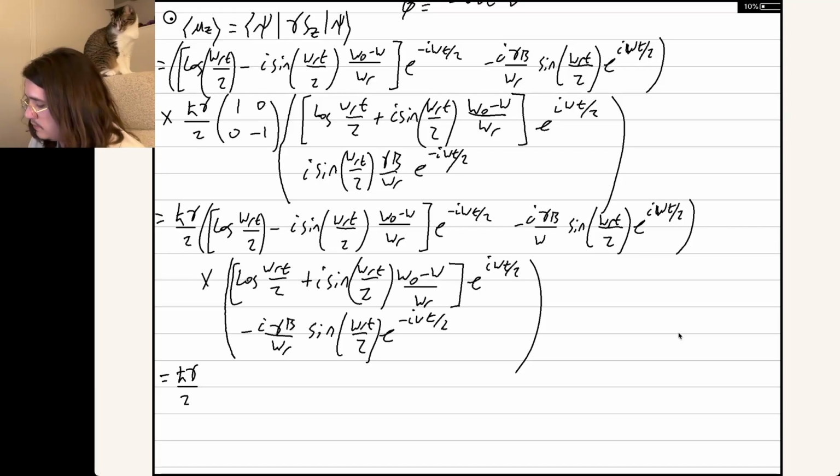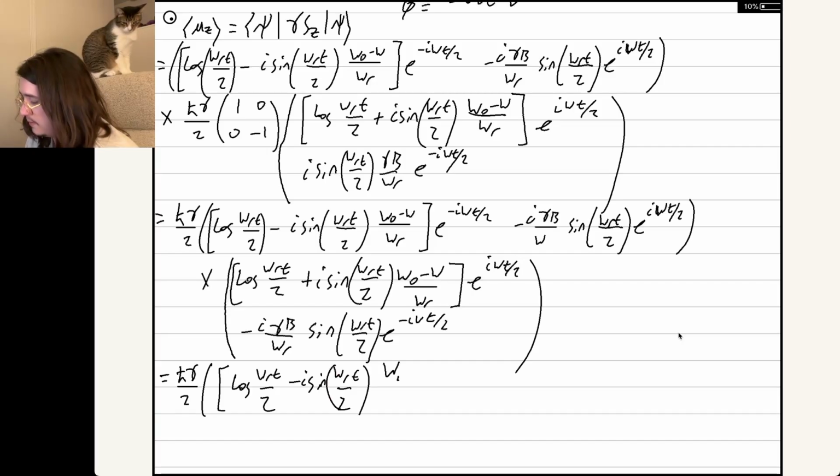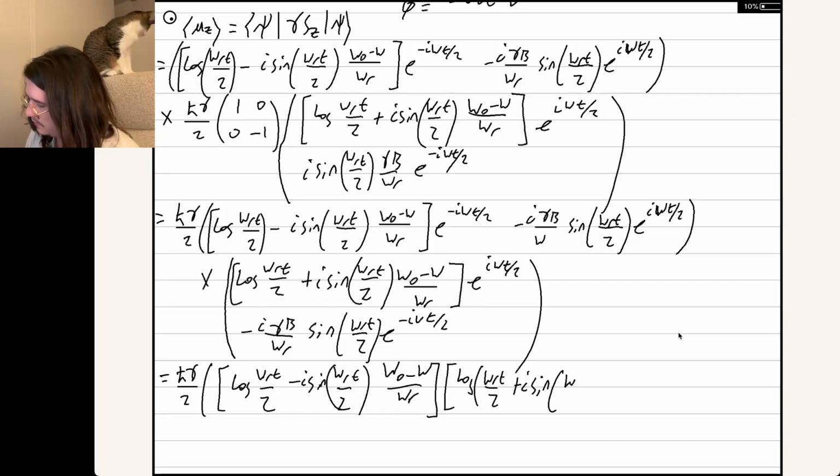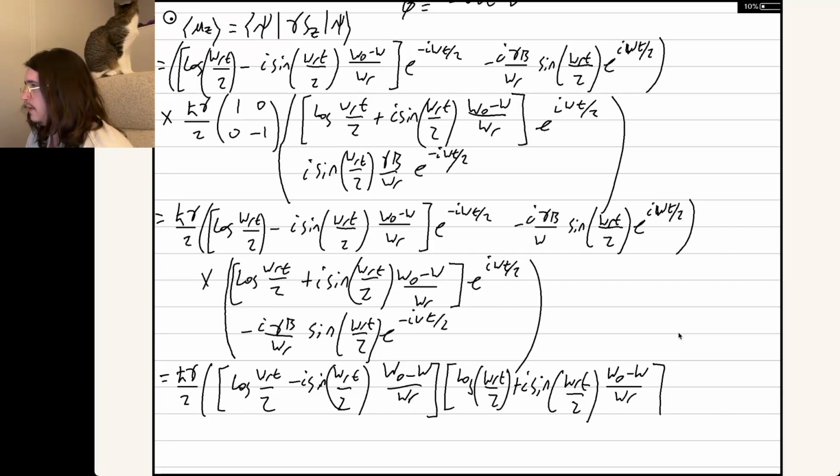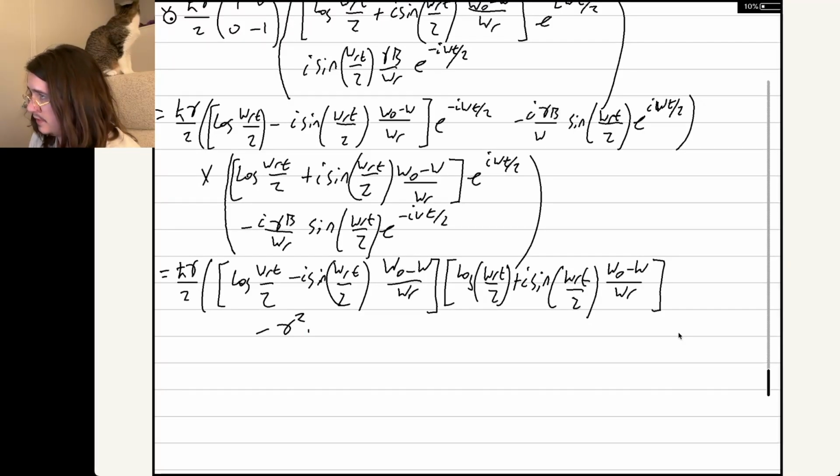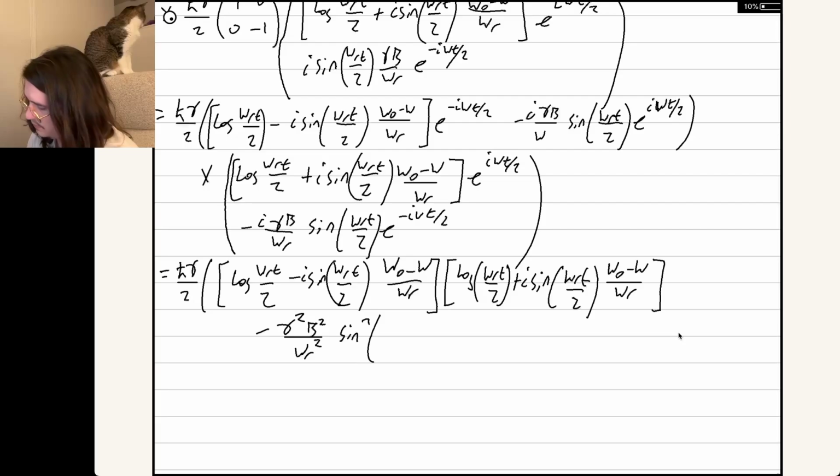Lovely. Now we just take the inner product of these two vectors. So h bar gamma over 2, and then we have a big old multiplication of stuff. Cosine omega_r t over 2 minus i sine omega_r t over 2 times omega naught minus omega over omega_r, multiplied by cosine omega_r t over 2 plus i sine omega_r t over 2 times the fraction omega naught minus omega over omega_r. And multiplying the two second components of both of those vectors is just gamma squared b squared over omega_r squared sine squared omega_r t over 2.